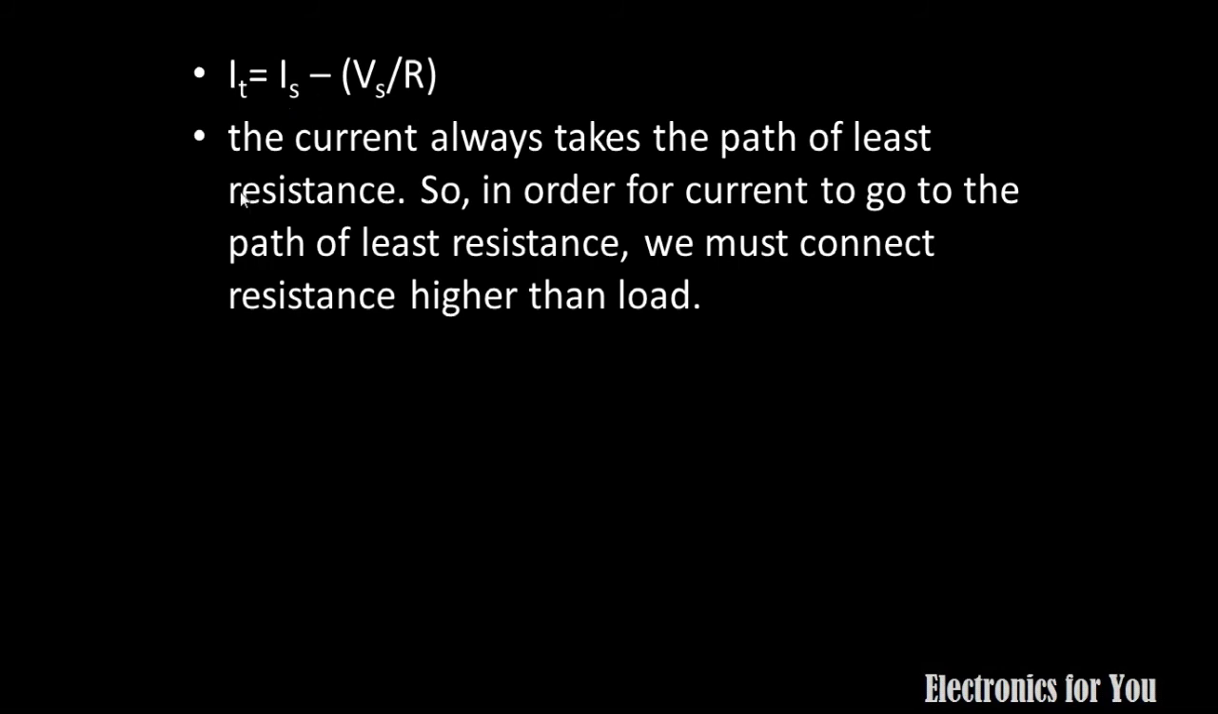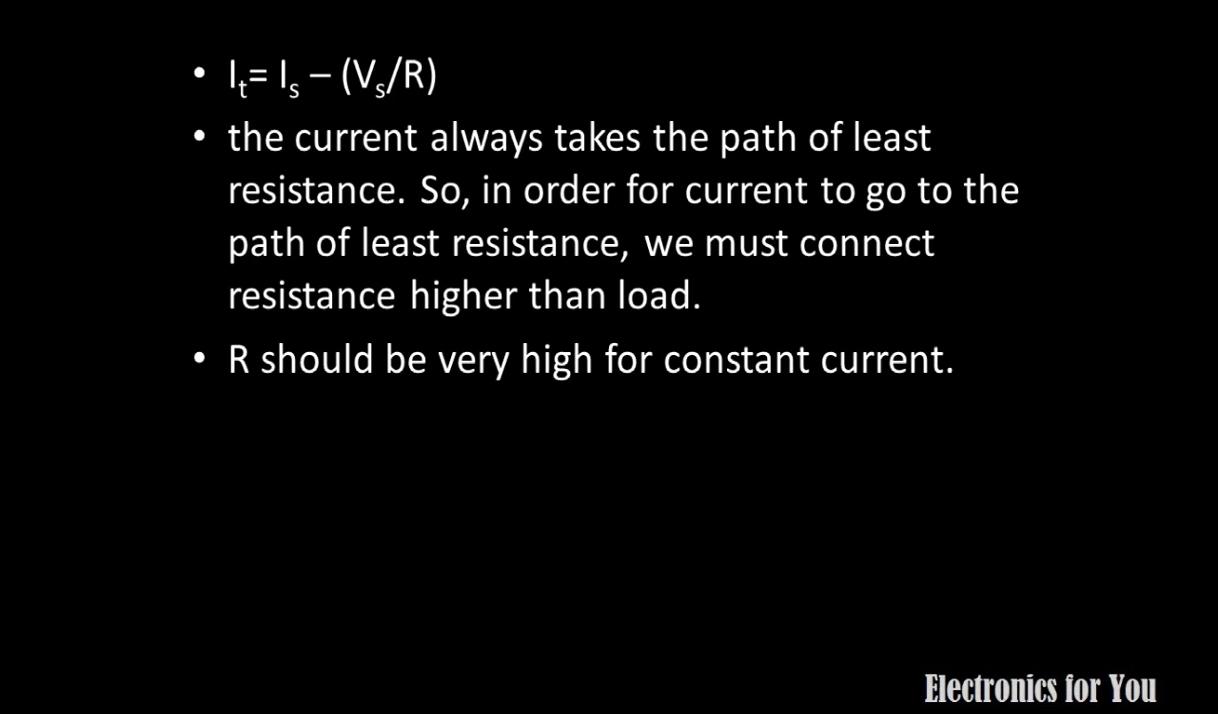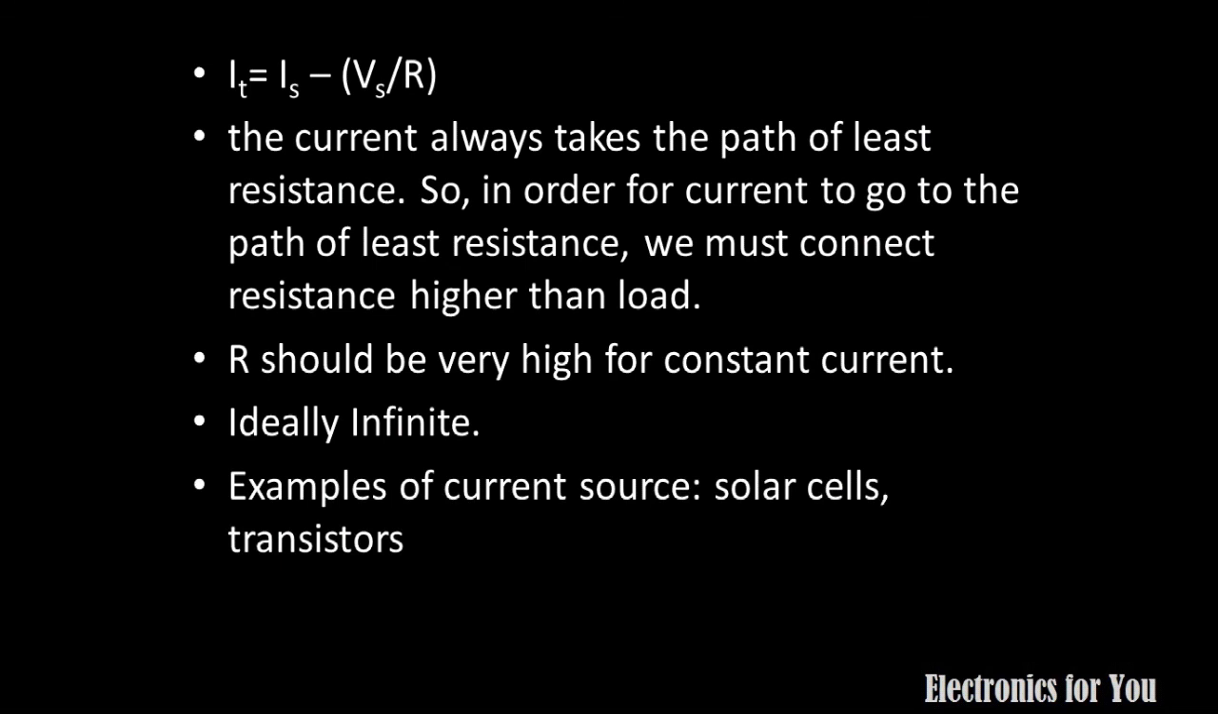The current always takes the path of least resistance. So in order for the current to go to the path of least resistance, we must connect a resistance higher than the load, and this should be very high for constant current. Ideally it should be infinite. Infinite means this should be an open circuit. And the examples of current sources are solar cells and transistors.